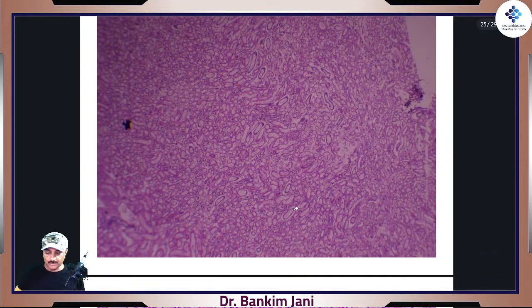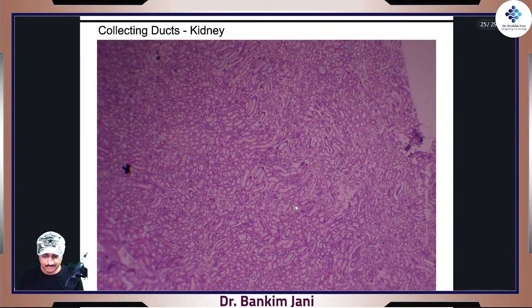Now we watch for the collecting duct. The section is taken in such a way that it can be pseudo stratified. I'll show you the pseudo stratified later, because once you see it, you will immediately say yes, it is. Right now we are not touching pseudo stratified. We'll see that. Okay, watch for this.